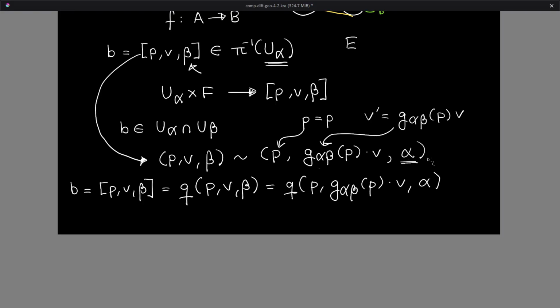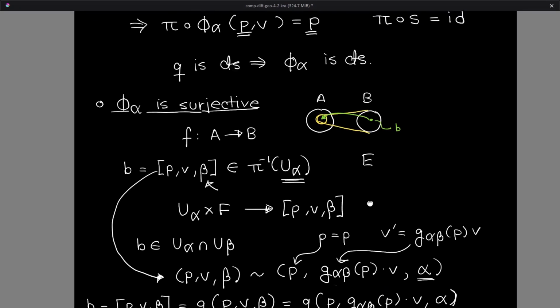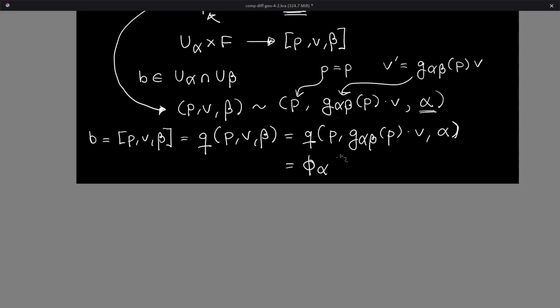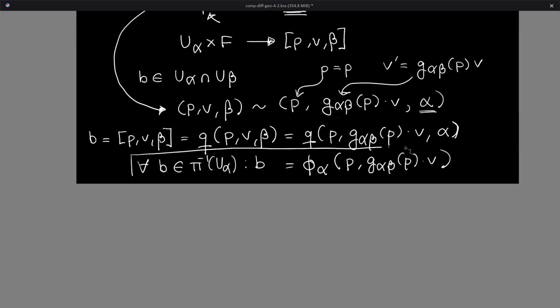Because these are equivalent points, right? So the deduplication function deduplicates equivalent points, but if these are equivalent points, then the output of these two functions will be the same. It's mapping to the same point. But think about what this is. We defined phi alpha in terms of Q, right? So this is equal to phi alpha of P G alpha beta of P dot V. So we know that for all B element of pi inverse U alpha, this is true. So therefore, this is showing that it's surjective. I hope that makes sense.